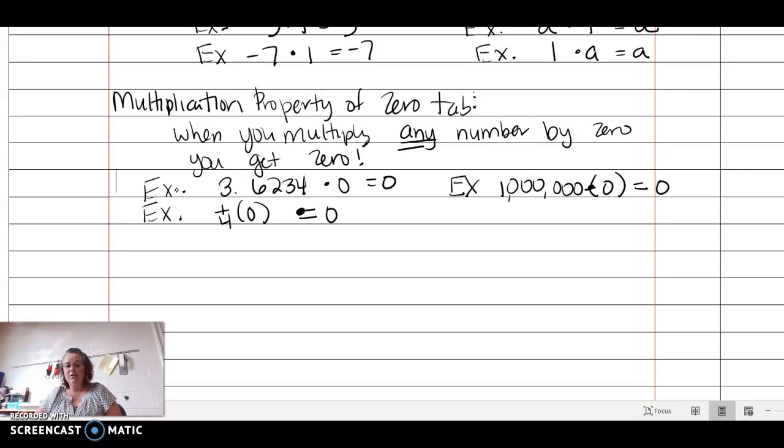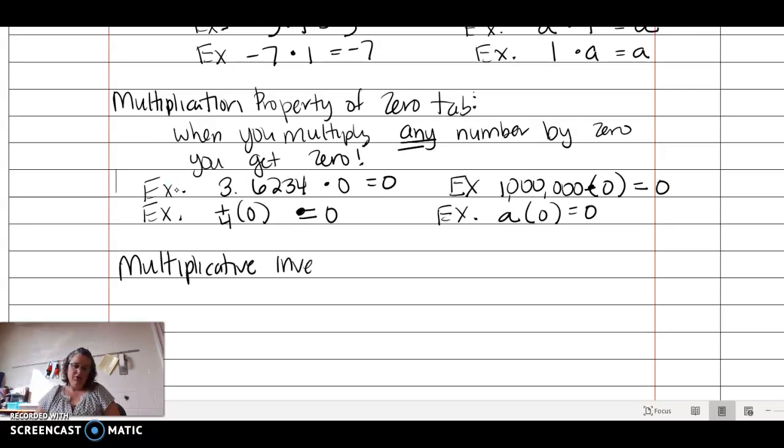I'll put parentheses around that so it looks like I'm multiplying. If I take the variable a times 0, I get 0. Or 0 times a, you get 0. Any number you multiply by 0, you get 0. Okay, so let's look at the multiplicative inverse. This is the tab for that one.